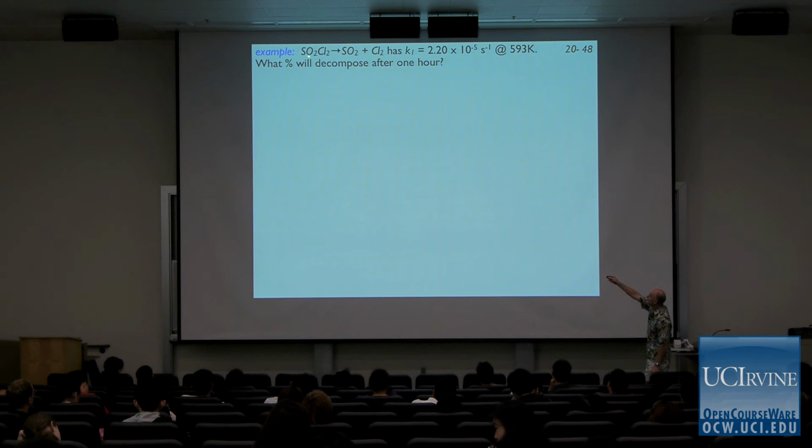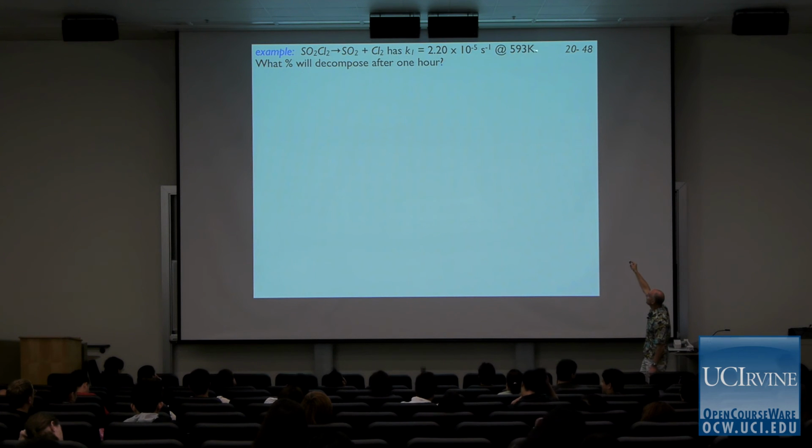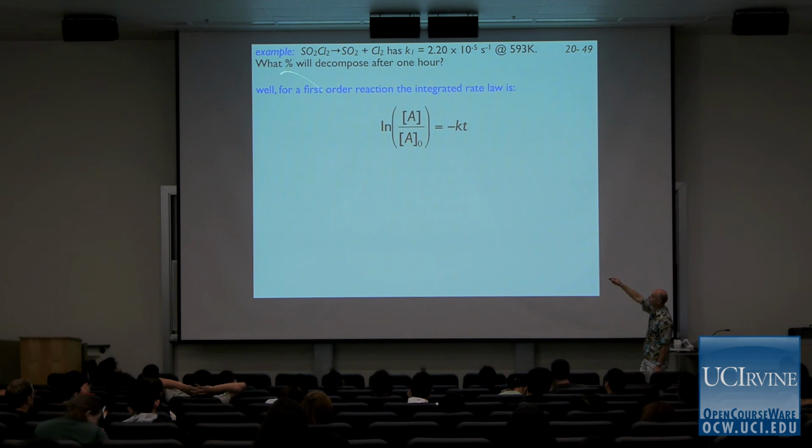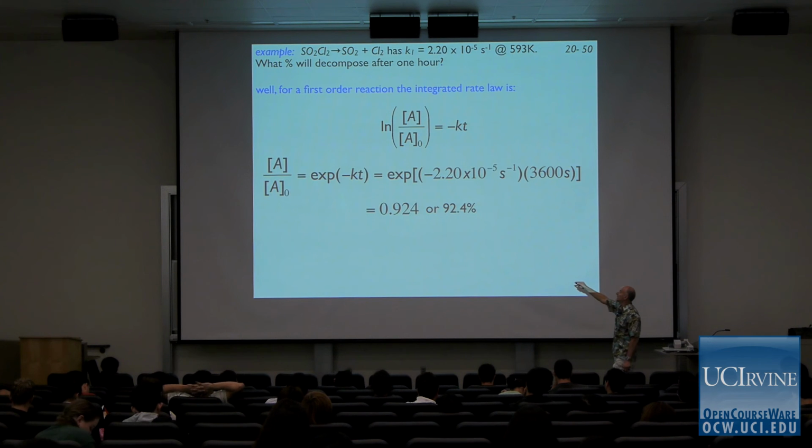So, SO2Cl2, what is that? I have no idea. Gives SO2 plus Cl2 with this rate constant right here. At 593 degrees Kelvin, what percent will decompose after 1 hour, assuming this is an elementary reaction that I've written down here? In other words, it's really unimolecular, right? It's really first order. If that's true, here's the integrated rate law. Okay, so it's basically plug and chug from that point.